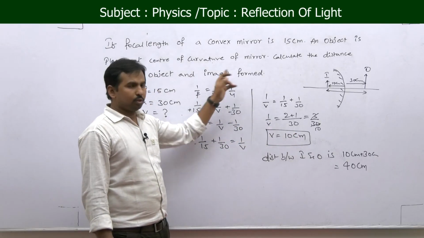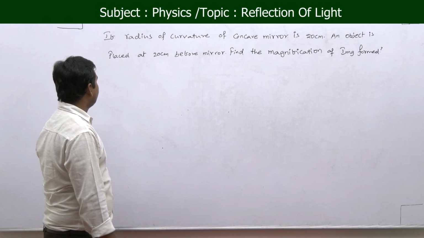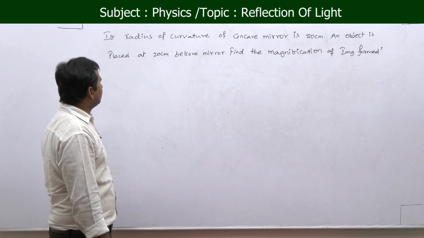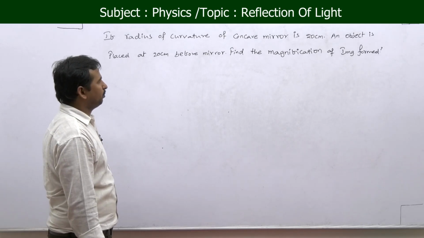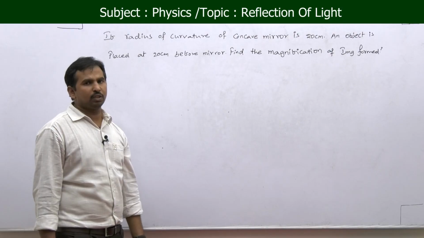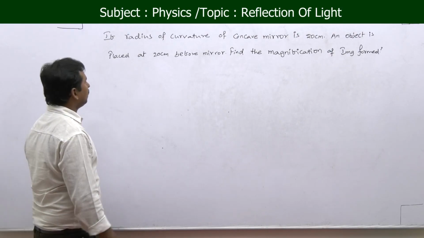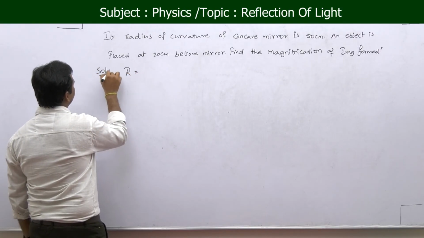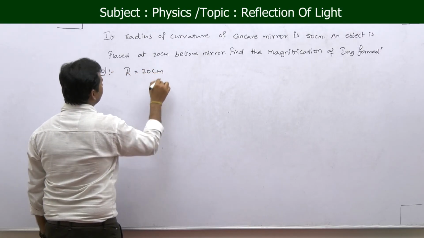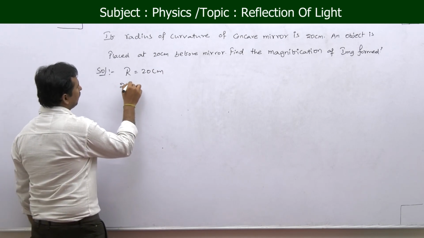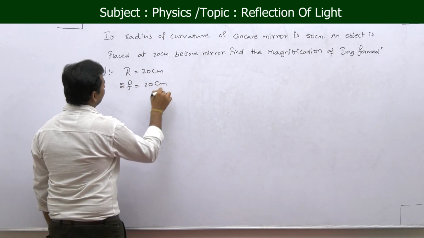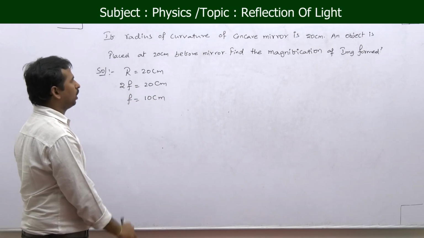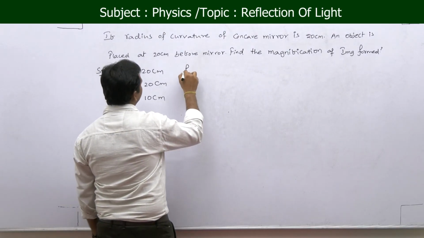Okay, now I hope you have understood. Now see the next one. If the radius of curvature of a concave mirror is 20 centimeters, and an object is placed 20 centimeters before the mirror, then find the magnitude of the image formed. Here r is equal to 20 centimeters. As r is equal to 2f, f becomes 10 centimeters. Now we got the focal length for our concave mirror.